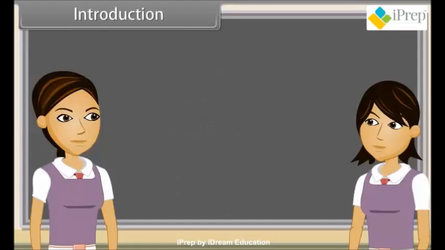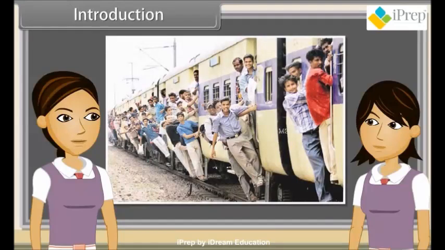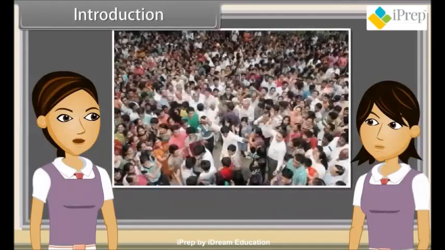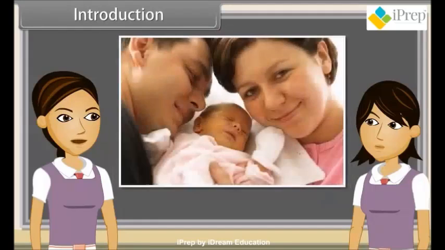Introduction. Look at the crowd in the train. The population is increasing at such an alarming rate. Do you know, Indian population has crossed 1.2 billion mark. Yes, and if population will keep on increasing at this rate, we will all be deprived of our basic necessities. Everyone should understand the importance of family planning.